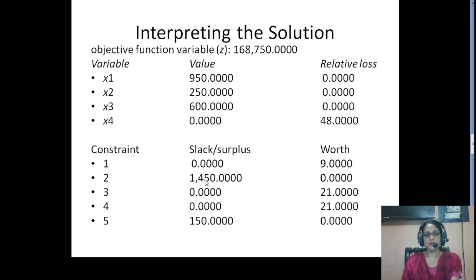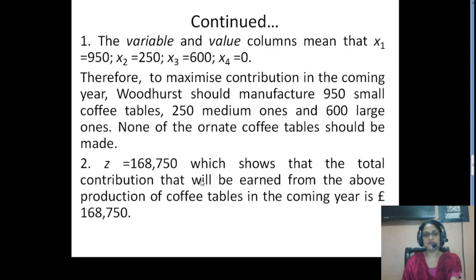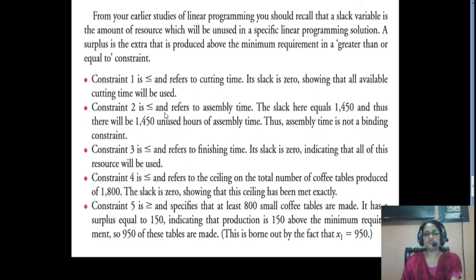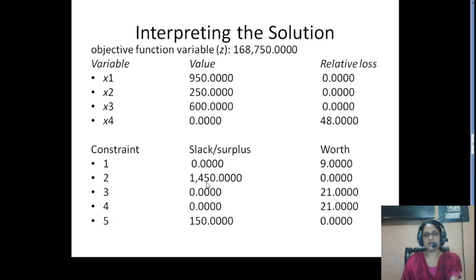Now coming to constraint 2, that is of assembly time, right? So constraint 2 refers to the assembly line. The slack here equals 1,450, and thus there will be 1,450 unused hours of assembly. Thus the assembly line is not a binding constraint because it is already present in abundance. Now comes the finishing time. It is again, sorry students, 0.